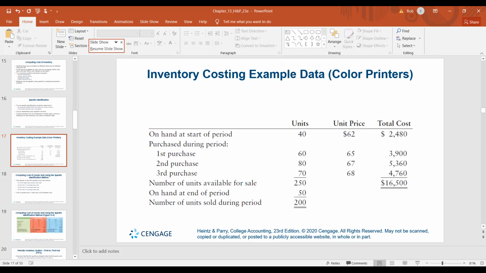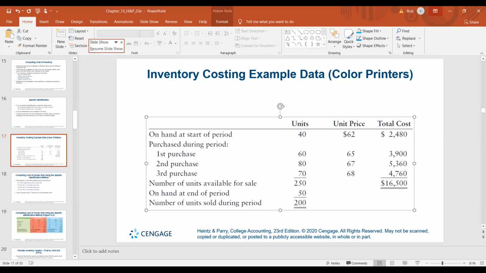30, 50, 60, 60. We sold 30 from the 40 you see here. We sold another amount from the 60 and the 80 and the 70. This thing's giving me a little hard time here. Hold on.